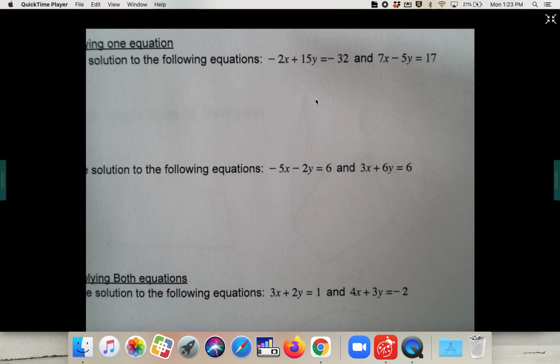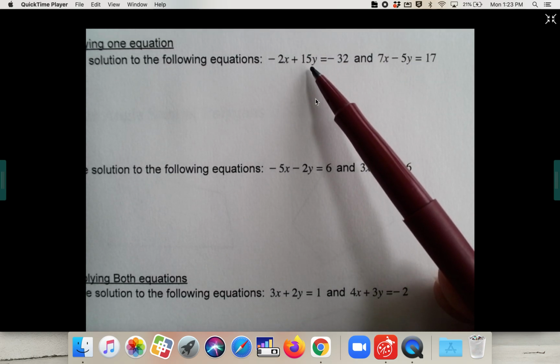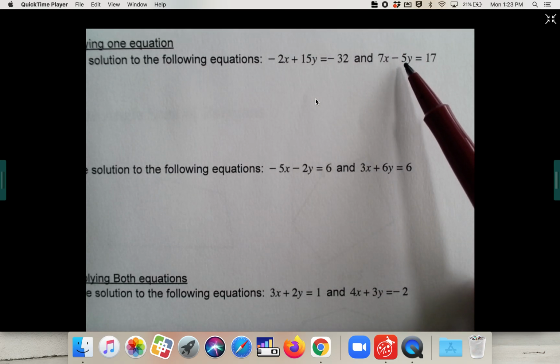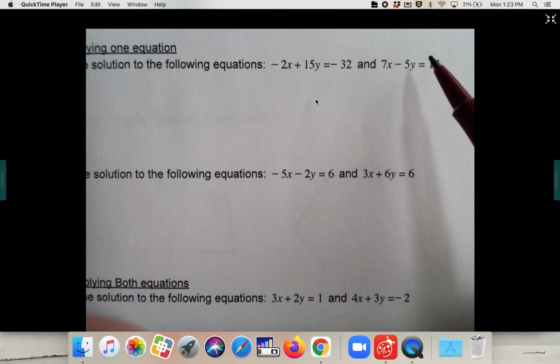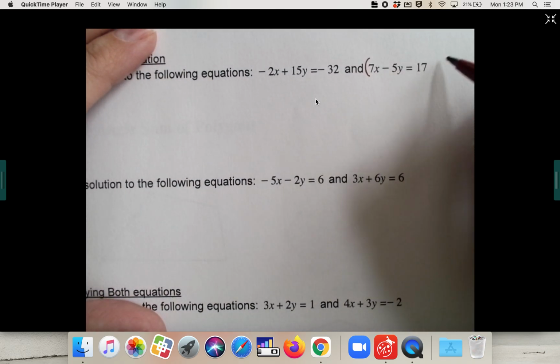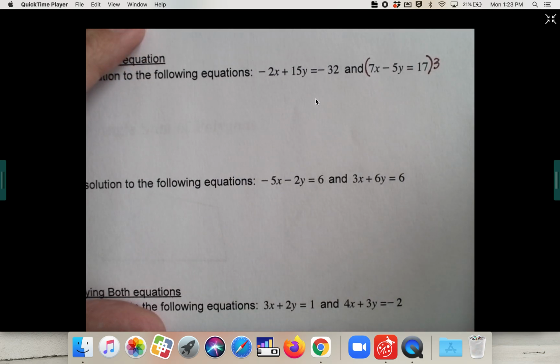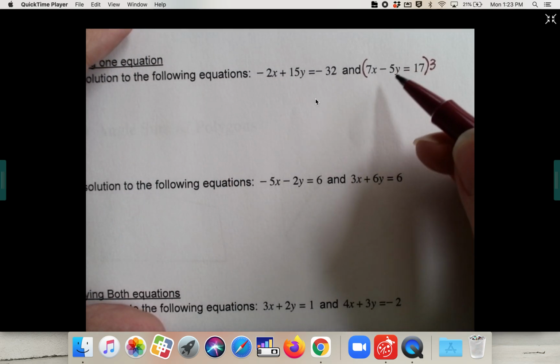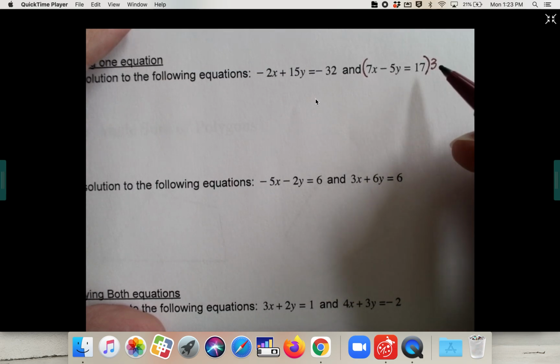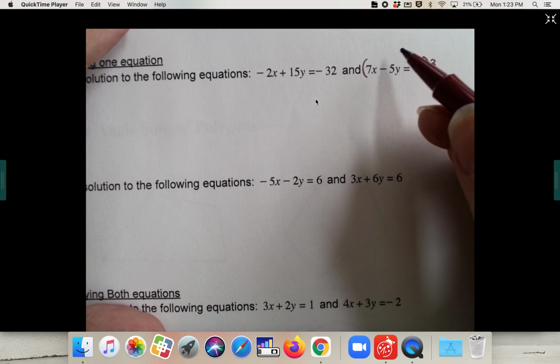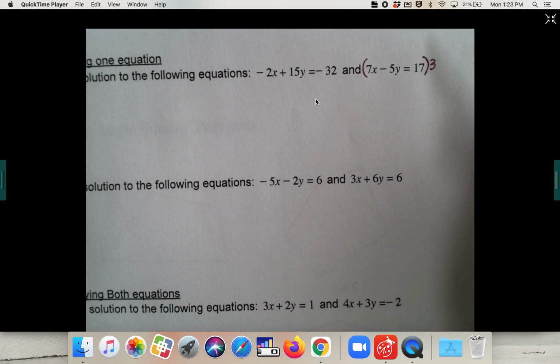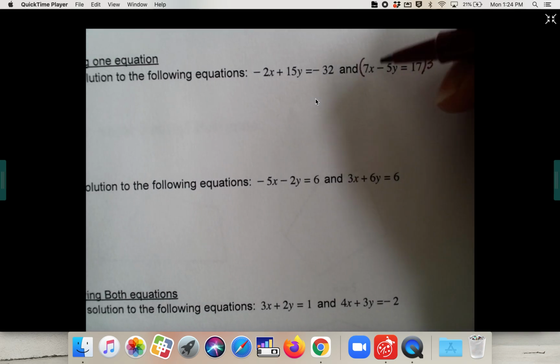But what I notice is 15y and negative 15y, if that's what it was, would eliminate. So how do I make this negative 15y? What you could do is take the whole thing and multiply it by 3. You can't just take the middle term and multiply it by 3, but you can take the entire equation and distribute all 3 parts by 3. So let's see what we would have then.